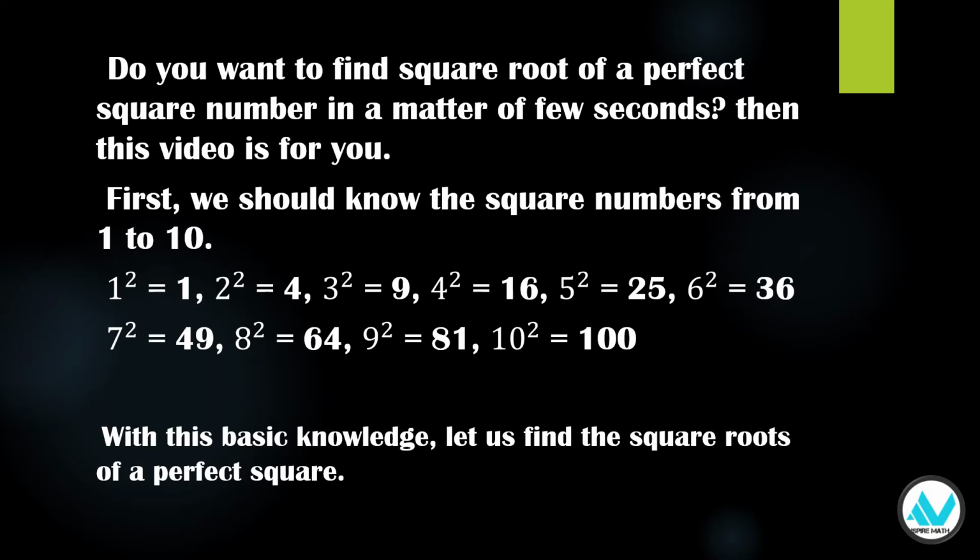And then one more thing I should know, that is I should know the end digits of the square numbers. So here 1 square ends with 1, 2 square ends with 4, 3 square ends with 9, 4 square ends with 6, 9 square ends with 1 and 10 square ends with 0. Now with this basic knowledge, let us find the square roots of a perfect square.